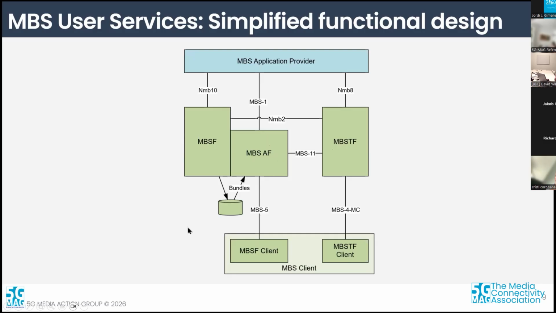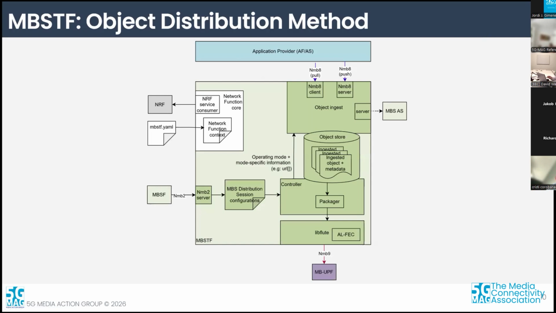So, three different ways to advertise the service to the client device. That's kind of the basics. And then this is the detail of what happens in the MBS transport function for object-based ingest. This is something we demonstrated last year, where we ingest the objects, we put them in an object store, we package them, and then we use libflutes to turn them into FLUTE packets and send them to the MB user plane function.